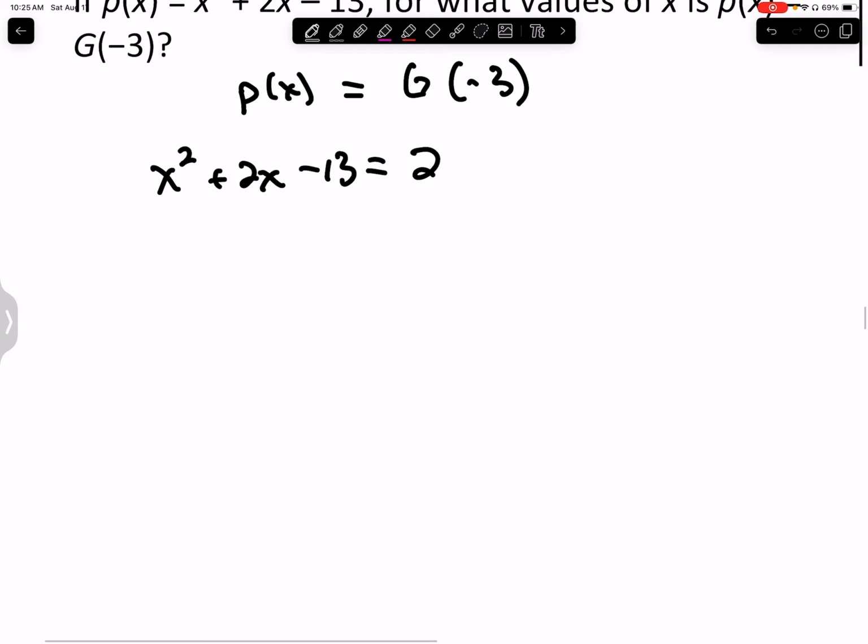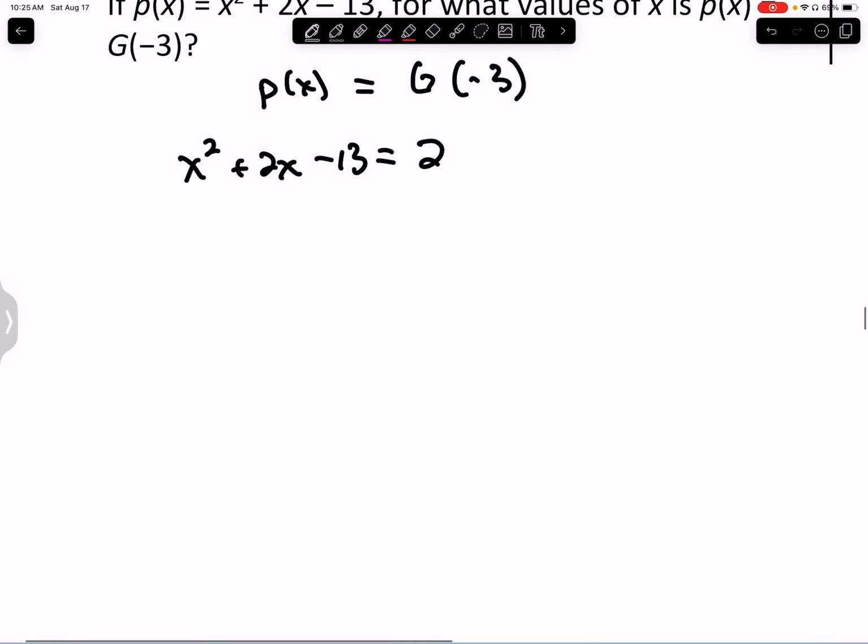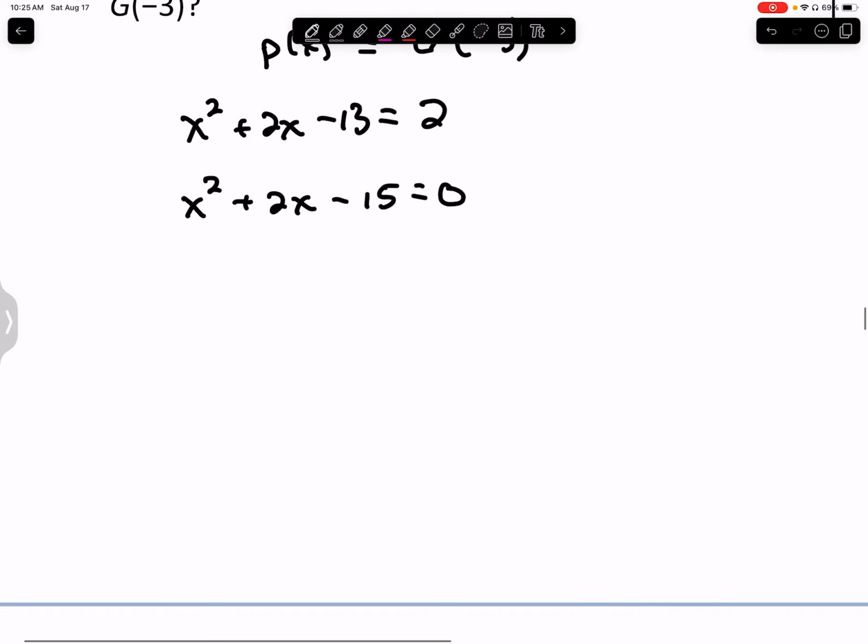This is now an Algebra 1 question. It's not an easy Algebra 1 question, but it is an Algebra 1 question. When you have one variable in your equation and there are different exponents, you want to get all the terms on the same side so it's equal to 0, and you want to factor it. So if I subtract 2 from both sides to get my constants together, I'm going to get x squared plus 2x minus 15 equals 0.